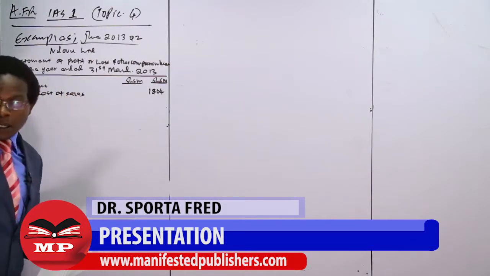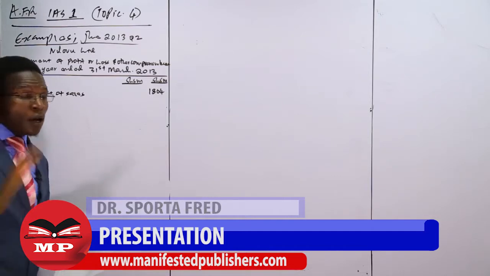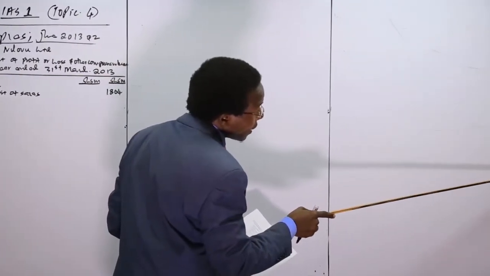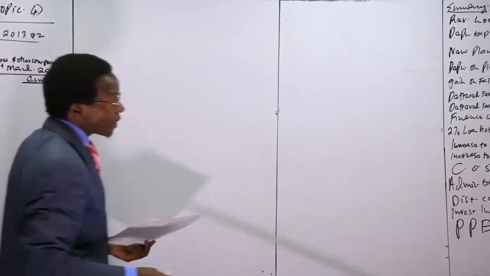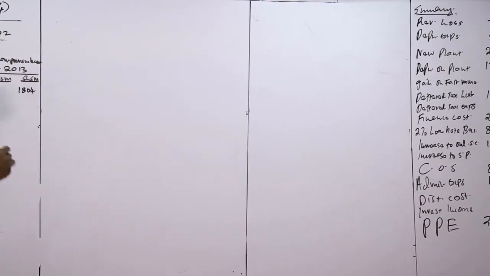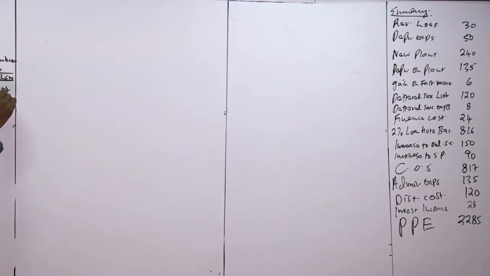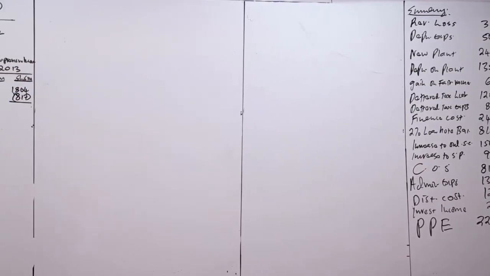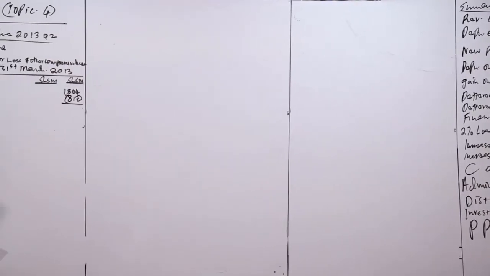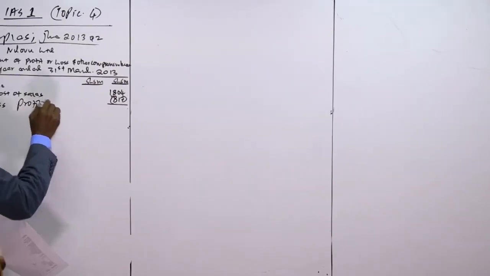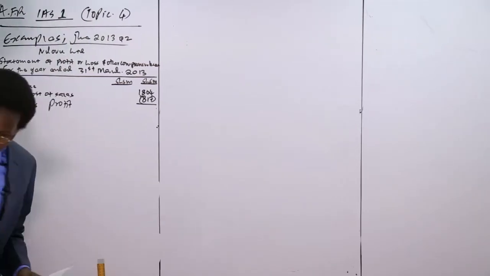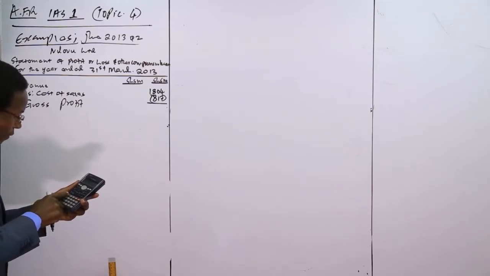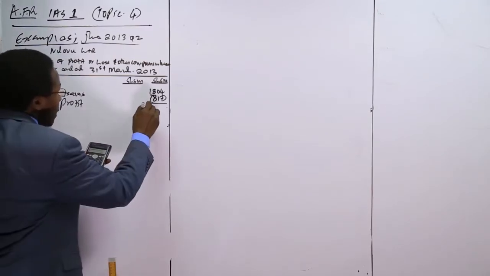Cost of sales. Now cost of sales, you remember how we got the cost of sales is 817. Then we have the gross profit. So I must get the gross profit. Gross profit is 1804 minus the 817. We are getting 987.